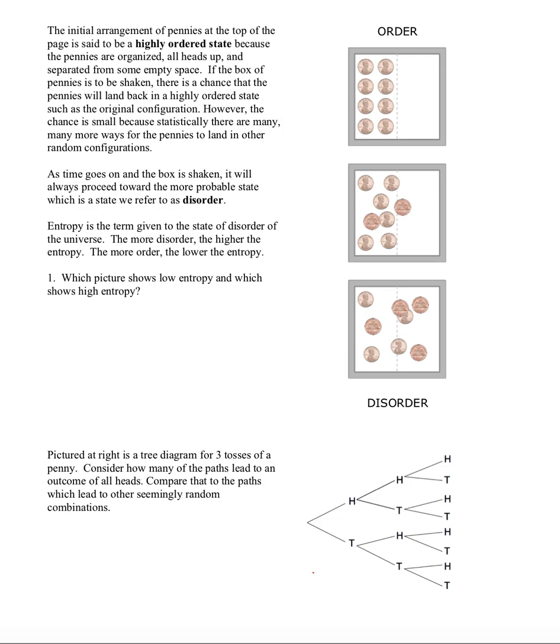The box of pennies demonstration shows how systems tend to proceed from order to disorder as time goes on. At the top, the pennies are all heads up and separated from some empty space. That's a state we call low entropy.